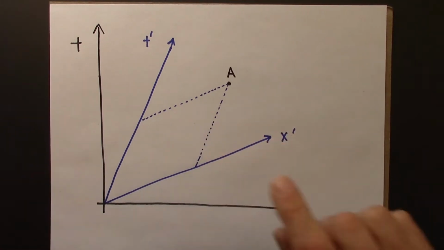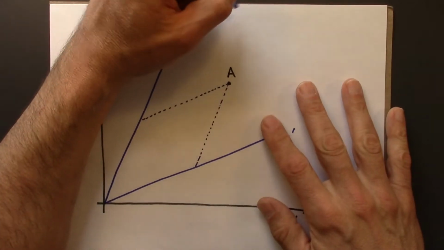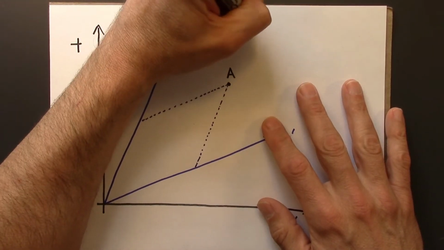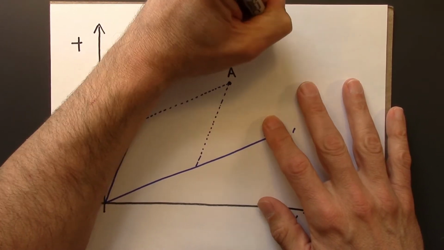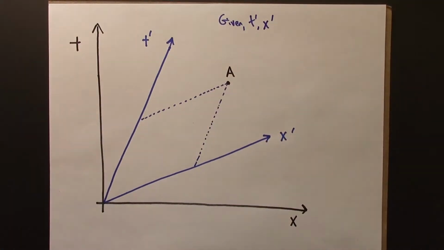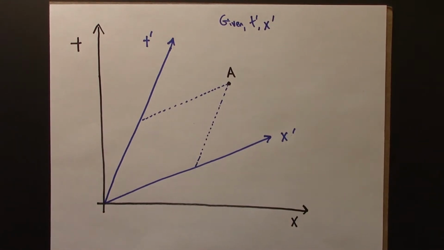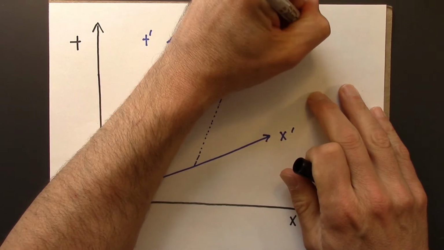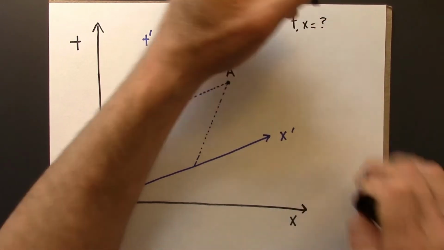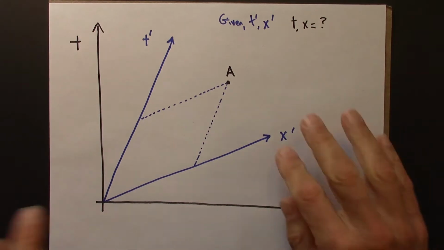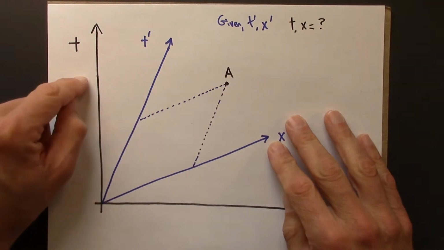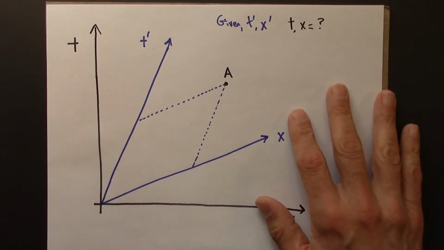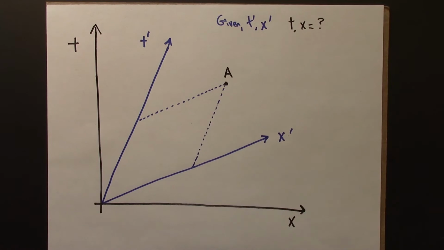All right, so the picture here is that we're given, we know t prime and x prime, and we would like to know, given that, what are t and x? So we could just read it right off the graph, but what if we wanted a formula for that? That's what we're working towards here. All right, so let's see.